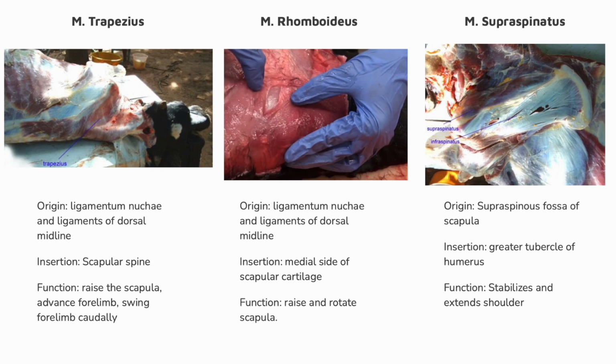So the next muscle is the rhomboideus muscle, which is right underneath the trapezius muscle. Its origin is also the ligamentum nuchae and ligaments of the dorsal midline, and it's inserted in the medial side of the scapular cartilage, and its function is to raise and rotate the scapula. And then the supraspinatus is the muscle right in front of the scapular cartilage, originating in the supraspinous fossa of the scapula, inserting in the greater tubercle of the humerus, and its function is stabilizing and extending the shoulder.